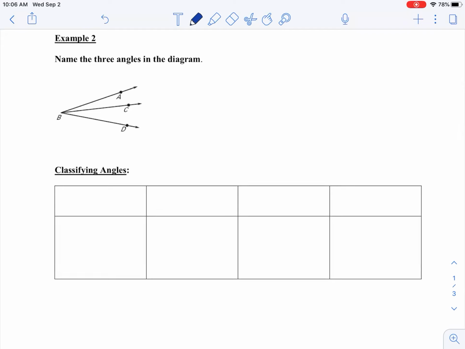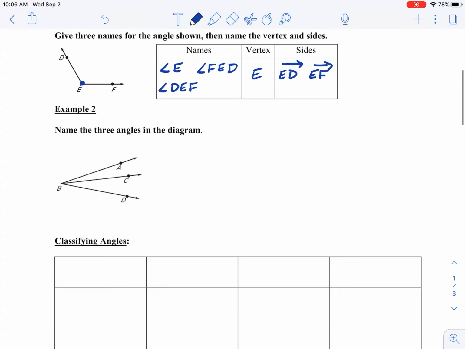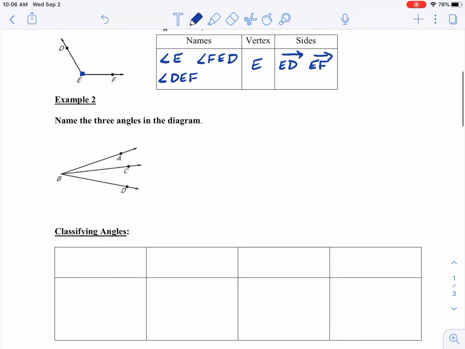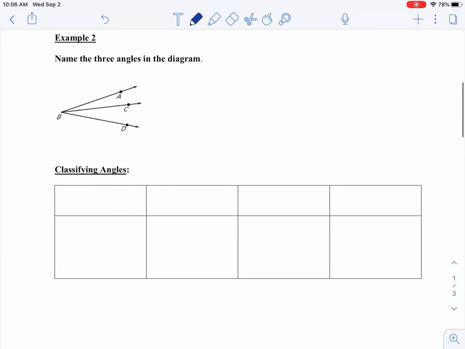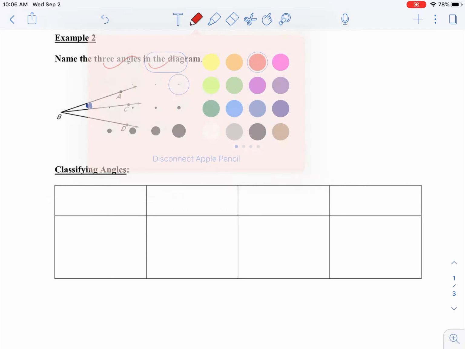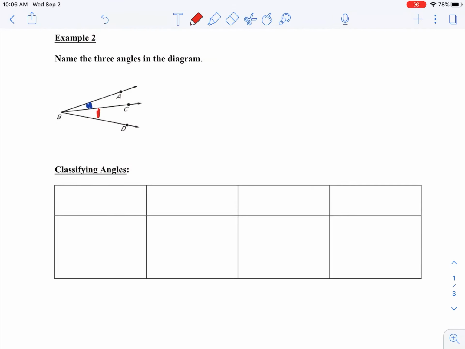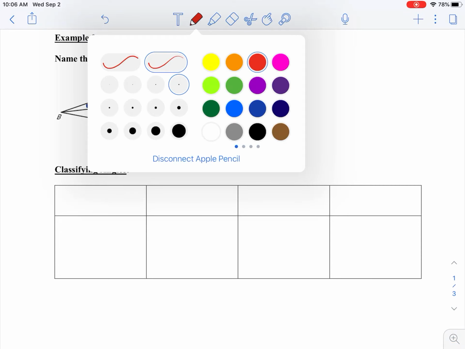All right, coming down to this one, example 2, name the three angles in the diagram. So I'm first just going to mark the three angles, then we're going to talk about, up here we had three different names, and now we're going to be limited on what we can call these three angles. Here's the first one I'm seeing, right here, and hopefully you guys can see that. There's another angle, I'm going to get creative with my colors here, this other smaller one here.